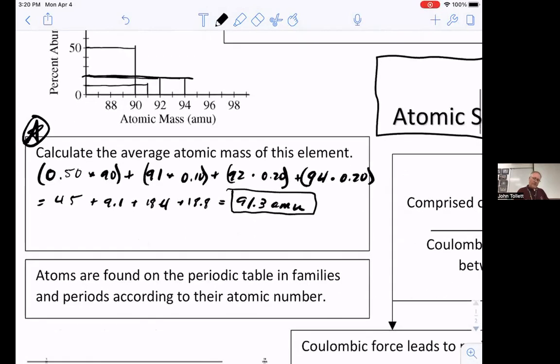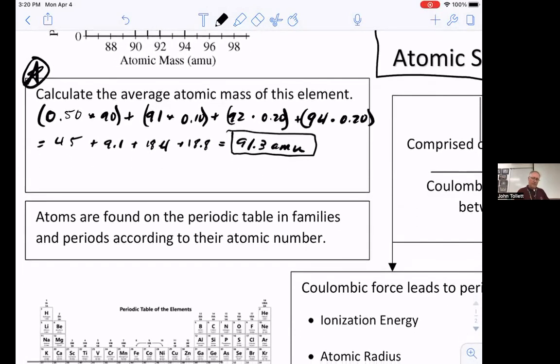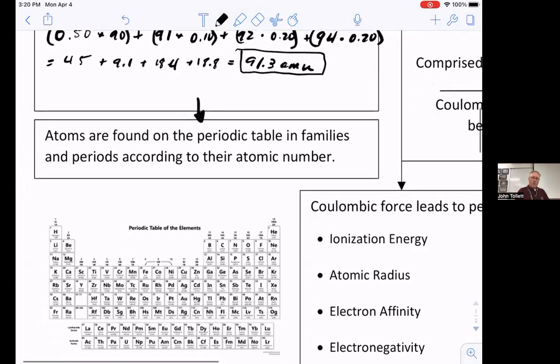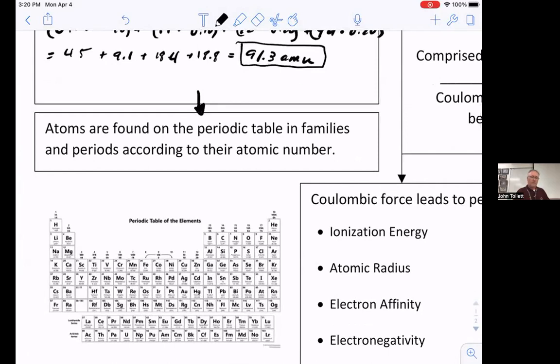So atoms found on the periodic table are going to be in families or periods, you know? So I'm scrolling from this box down to this box right here. In the periodic table, families and periods are arranged according to their atomic number. When things are set up according to this periodicity, we tend to see that periodic repeating of properties. And so if I look here, these are periods.